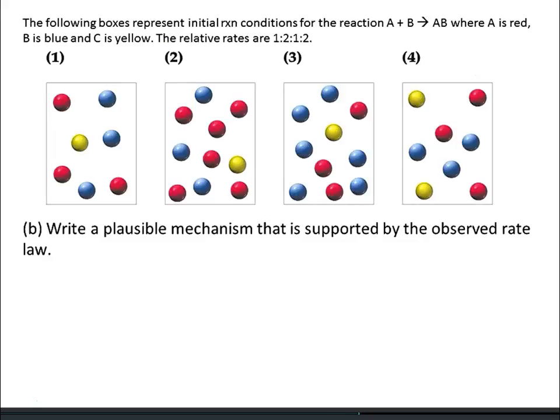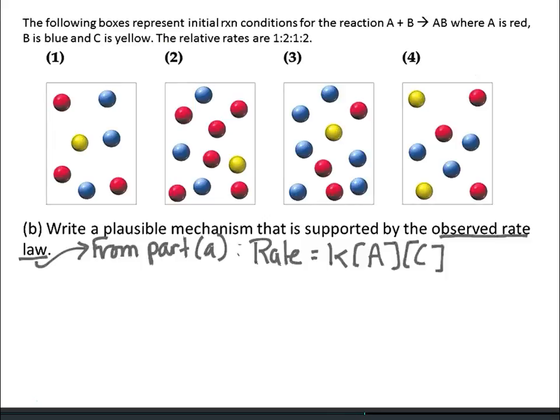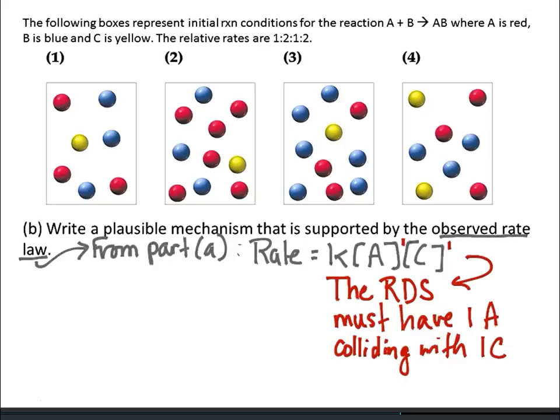We're going to move on to part B. We're going to write a plausible mechanism that's supported by the observed rate law. And I'm going to write the rate law that we determined in part A. So for a plausible mechanism, there are a lot of different possible answers for some of these questions. It just means that the rate determining step needs to have the stoichiometry. You must have 1 A colliding with 1 C, and that's the only real requirement that that be in the rate determining step. Usually we make that the first step, the slow step.